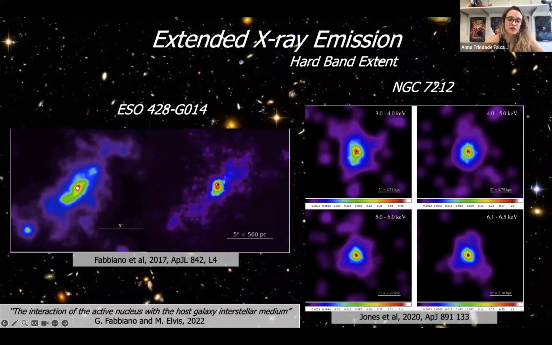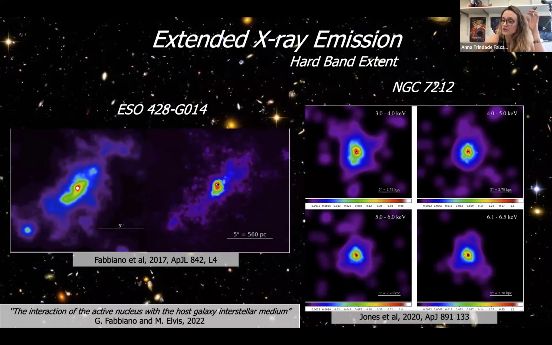So you have, for instance, NGC 7212 by Jones et al. 2020. There's also a very good paper by Ma et al. 2021, in which they analyzed the occurrence of extended hard X-ray emission in the narrow-line region of Seyferts in the nearby universe. So that's also a very good paper to take a look at.